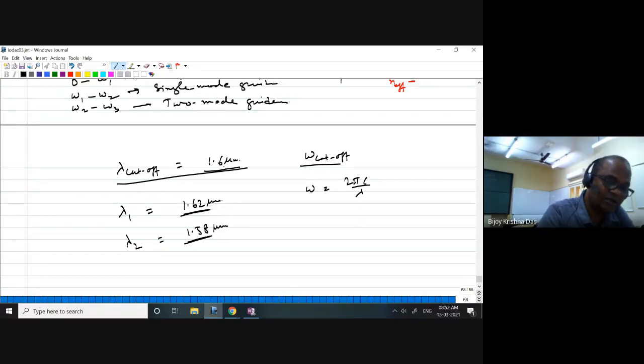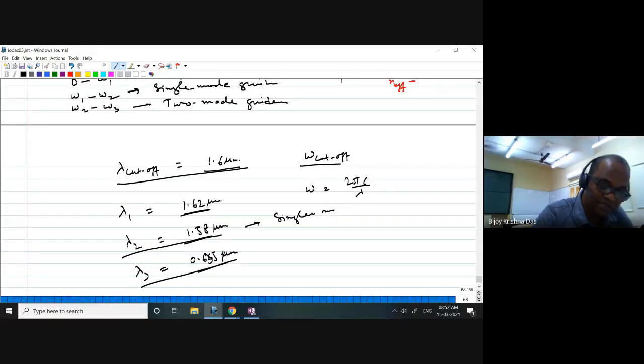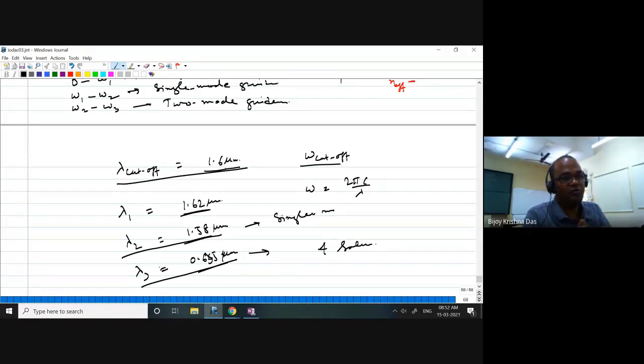If this is the lambda cutoff, then suppose I am considering lambda 3, which is 0.635 micrometer. That's a helium neon laser. It can happen that lambda 2 is guided with a single mode. But if lambda 3 is launched, you can get 4 modes or 4 solutions. That means lambda 3 will be distributed into 4 different modes.